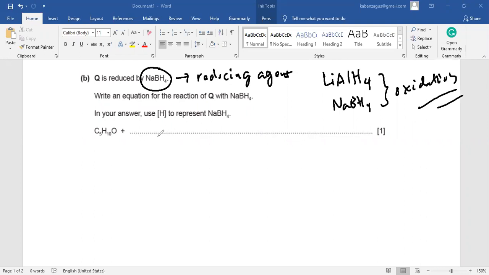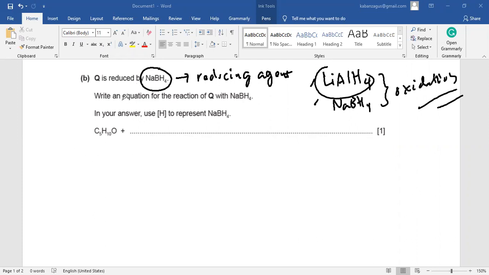Now if you ask me further, which one is stronger, Li or Na? I would say LiAlH4 is stronger than NaBH4. For more information regarding this, I'm going to prepare another video on how to identify which one is stronger and which one is less strong in terms of reducing agent.